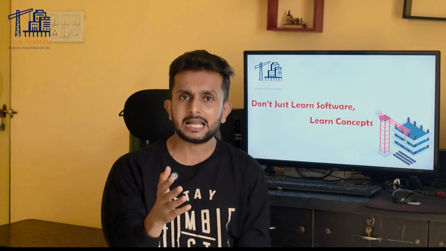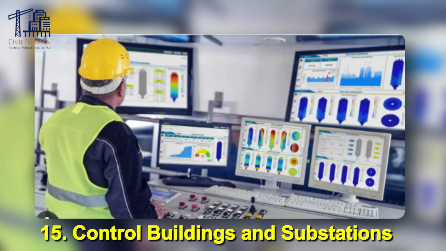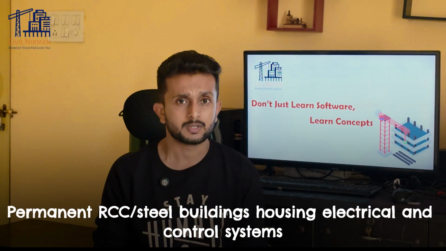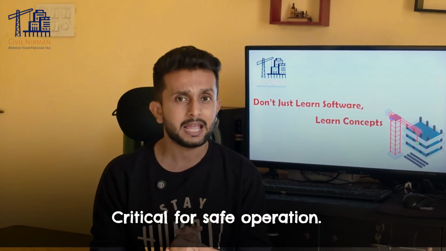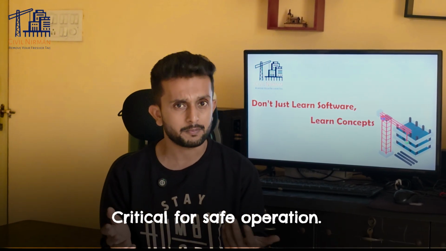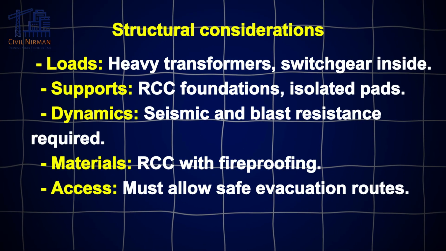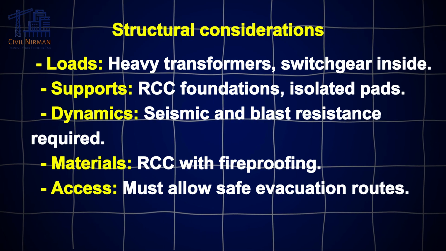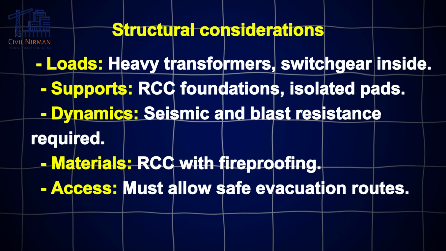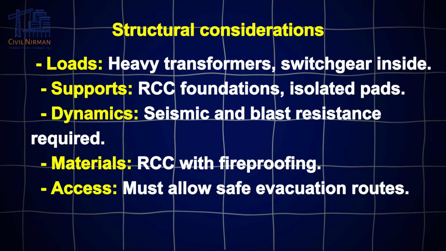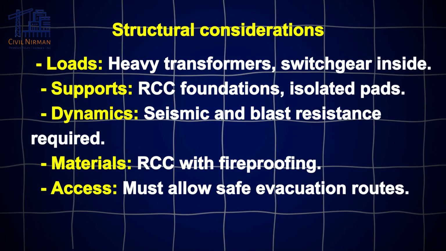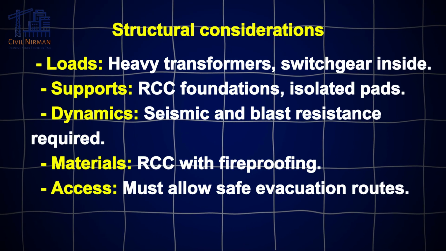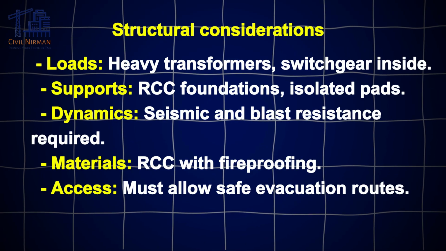On number 15, and the last one, is the control buildings and substation. Basically, they are permanent RCC or steel buildings housing electrical and control systems, because they are very critical for safe and controlled electrical and instrumentation operation. The common loads that we need to consider are dead, live, and any equipment like heavy transformer and switchgear loads. Usually they are supported on RCC foundation or isolated pads. In case of their dynamics, seismic and blast resistance loads are important. Usually they are made up of RCC with fireproofing. And for their access, they must allow safe evacuation routes. That is one of the important parts.